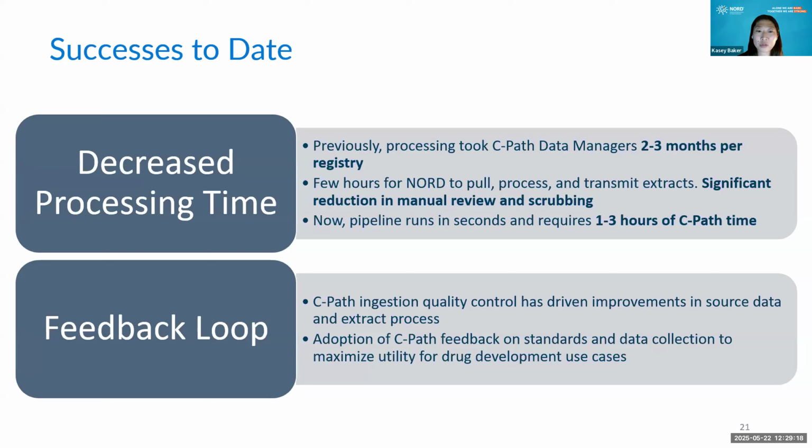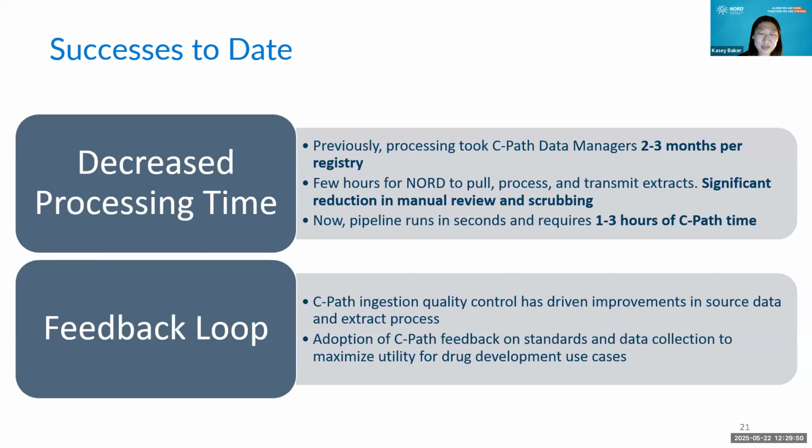Now we are down to just a few hours to pull, to process, to check, and then to transmit the extracts over to CPATH. Again, significant reduction in this manual review, significant reduction in errors as well when you're looking at all of this information. And as Will had said, their pipeline as well, seconds to run, it's automated, and then any of the post checks and reviews that they have only takes them a couple of hours. So this has been a huge game changer in being able to update these data sets as well as process new ones as they come on board.